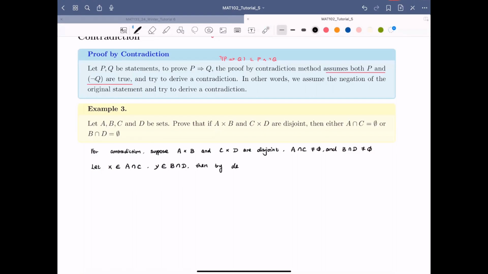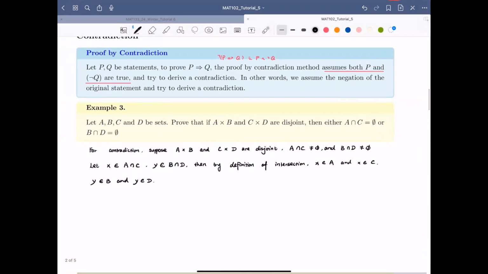Now, by definition of intersection, I have X is in A and X is in C, Y is in B, and Y is in D. Okay? And what do we do now? What is my contradiction here? I need to reach a contradiction. What do you think? If I have this, what's gonna go wrong?